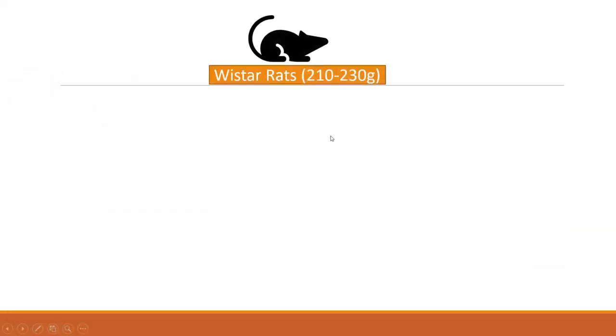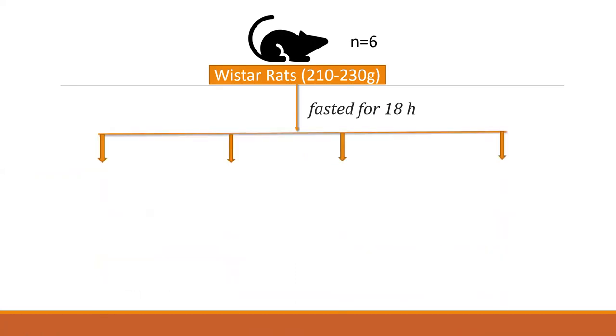Let's see the process. In this case, we have to use Wistar rats, probably 210 to 230 grams, and in each group you should take 6 to 10 animals. Then all the animals are fasted for 18 hours before the experiment. After that, the animals are divided into four groups.